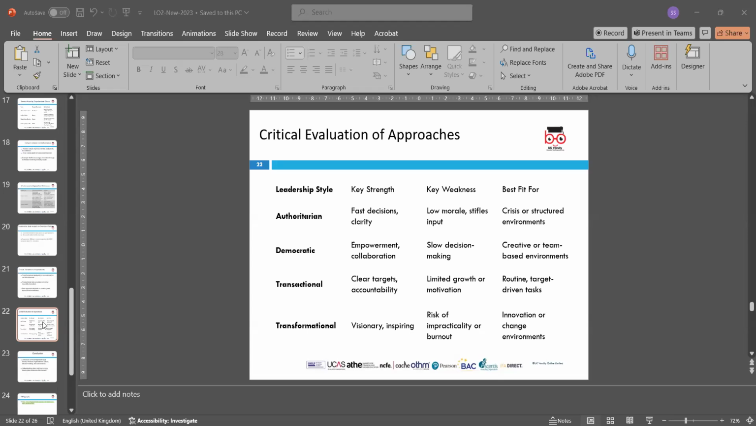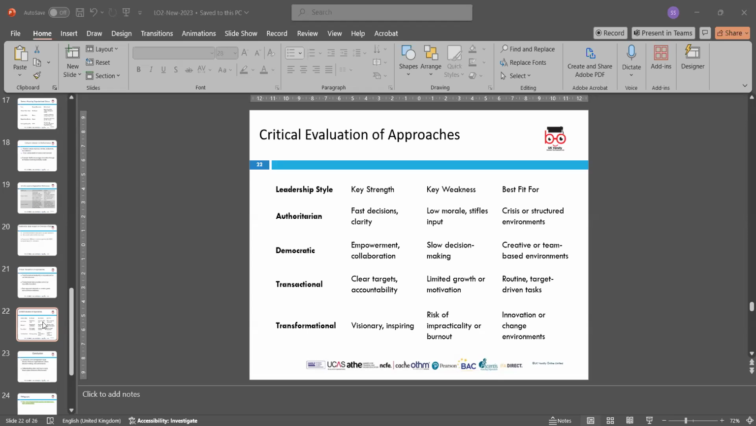The weakness is sometimes an over-reliance on leader charisma, and sometimes you neglect day-to-day management. You are just focusing on vision and can overlook the operational side. When you overlook the operational side, you will not be able to achieve your vision and mission, because operations help to reach the goals and achieve the mission and vision of the organization.